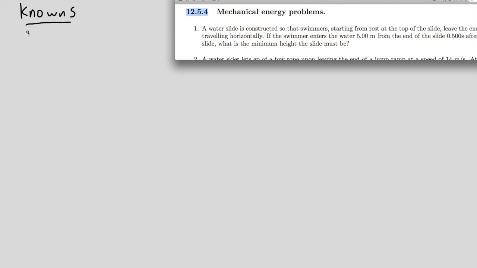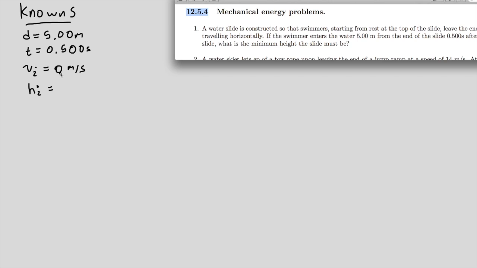we have the distance the swimmer travels, which is 5.00 meters in a time of 0.500 seconds. We also know that the swimmer is at rest initially, so the initial velocity is 0 meters a second. And we want to know what is the height the slide must be. So since it's the height from which the swimmer starts, and we've already defined that location as the initial, I'm going to call this height initial, okay?